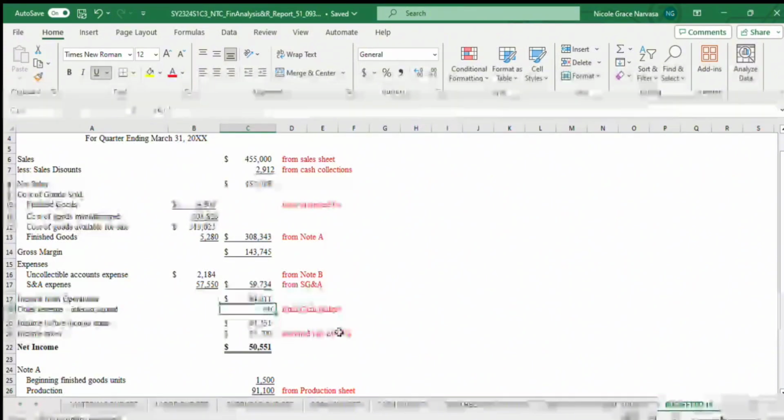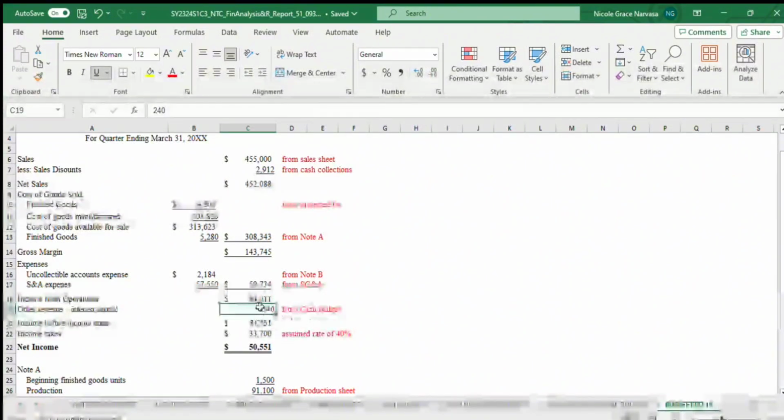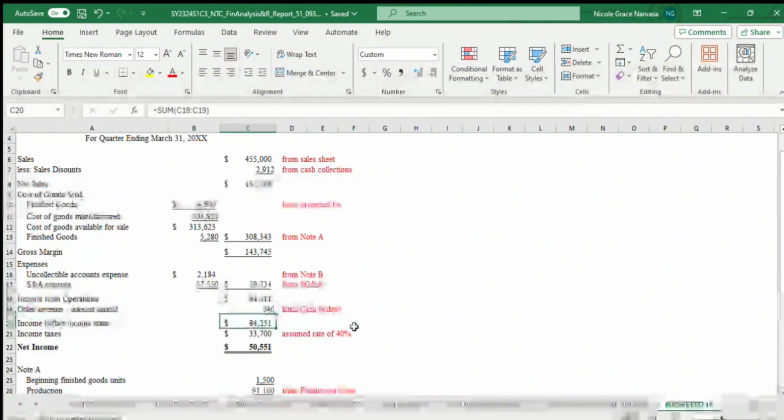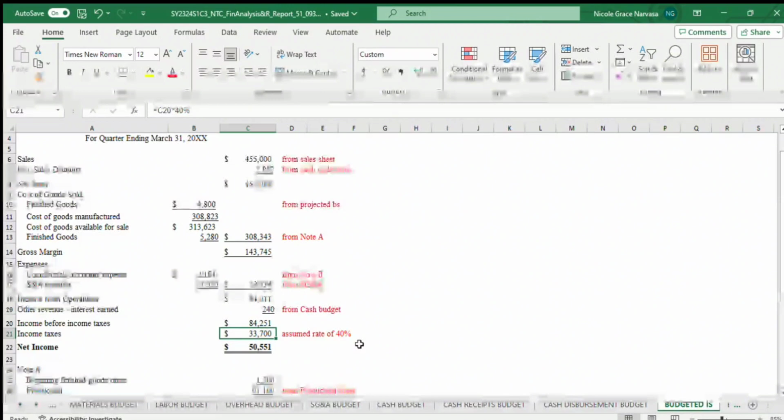Minus, add the 240 from the cash budget. So that will give us 84,251. Income taxes for this one is 33,700. We just assume that the rate is 40%. So 84,251 times 40% is 33,700.